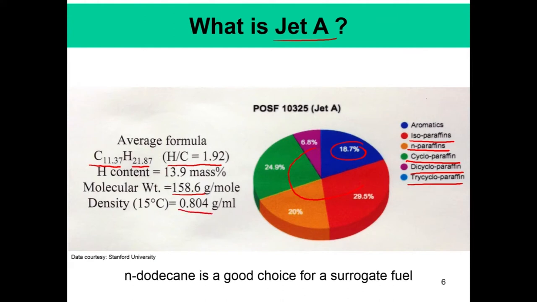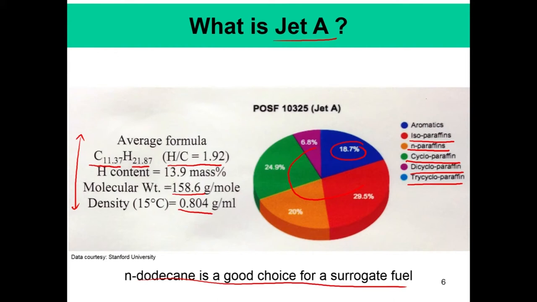Okay. And as we said, depending on these things, n-dodecane, that is C12H24, becomes a good choice for the surrogate fuel for Jet A. This is typically the composition of fuels that is used in aviation gas turbines.